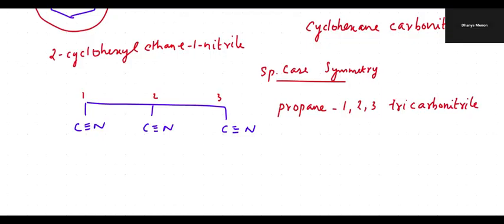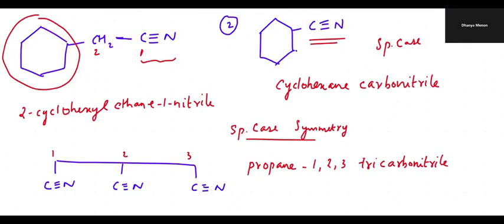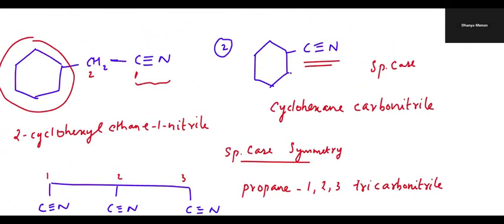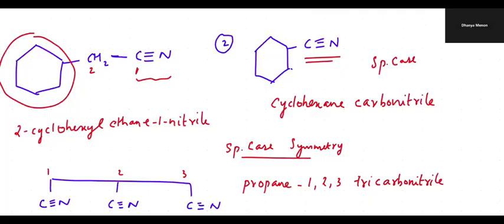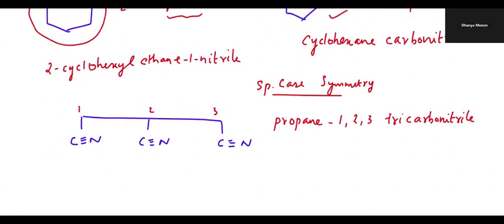Okay, so students, we discussed 2 cases where we can use carbonitrile. This was discussed before also. One is the case when the carbon atom of the functional group is directly connected to the ring. And the second case is the symmetry case, when all the functional groups are the same and they all have a carbon atom. We cannot ignore any of the functional groups, so we don't number any of them. So here also we will use the term carbonitrile.